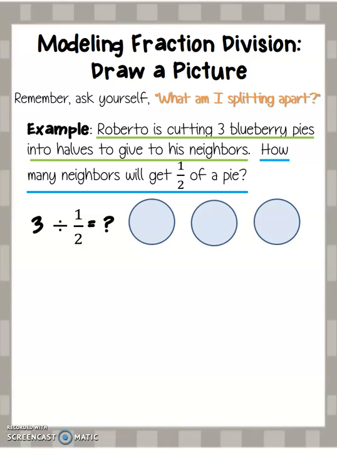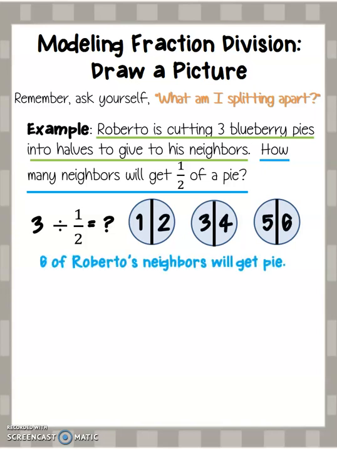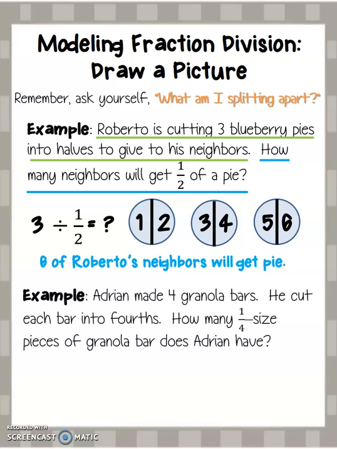Next, I'll slice each of these pies in half. Now I can count the number of sections that I have to see how many neighbors will get half a pie. So I can tell that Roberto can give half a pie to 6 of his different neighbors. Let's look at one more example where we can draw a picture to help us solve.